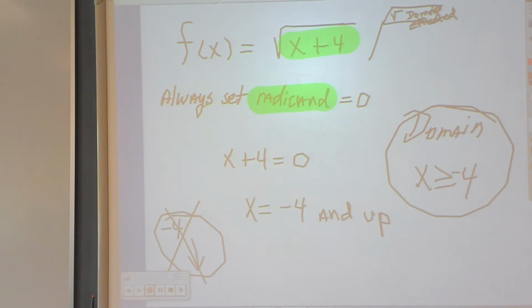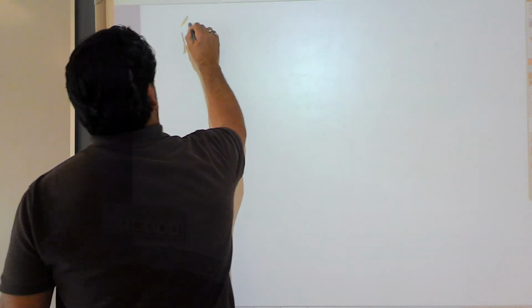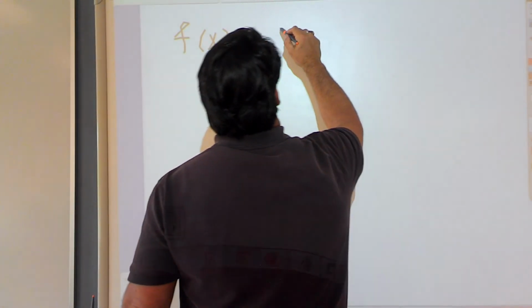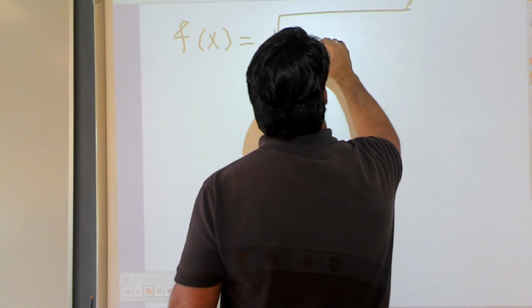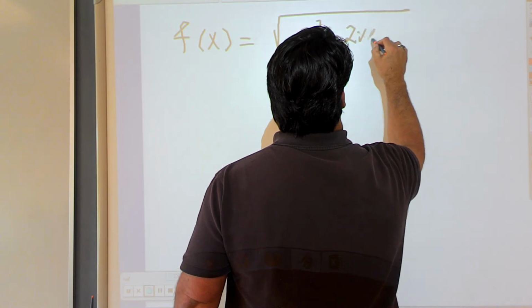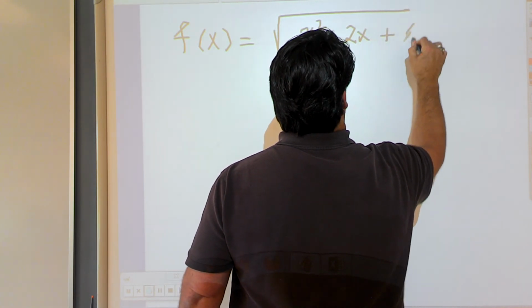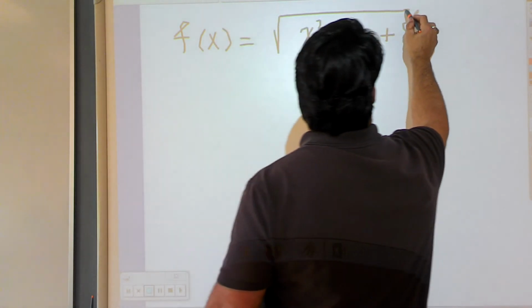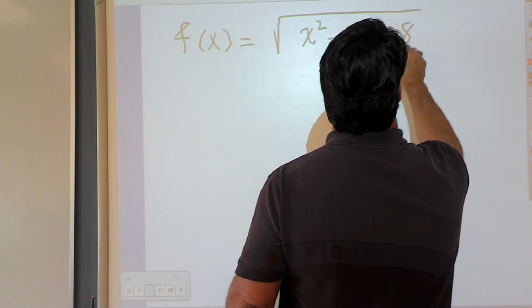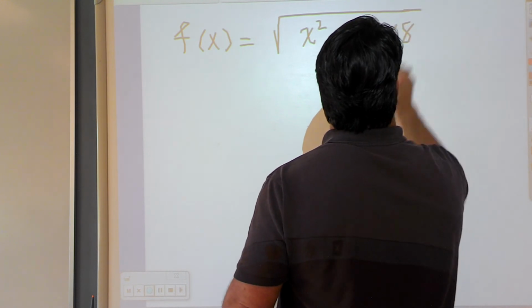All right, so let's do f of x is equal to the square root of x squared minus 2x plus 8. No, minus 8, sorry. All right, go to it.